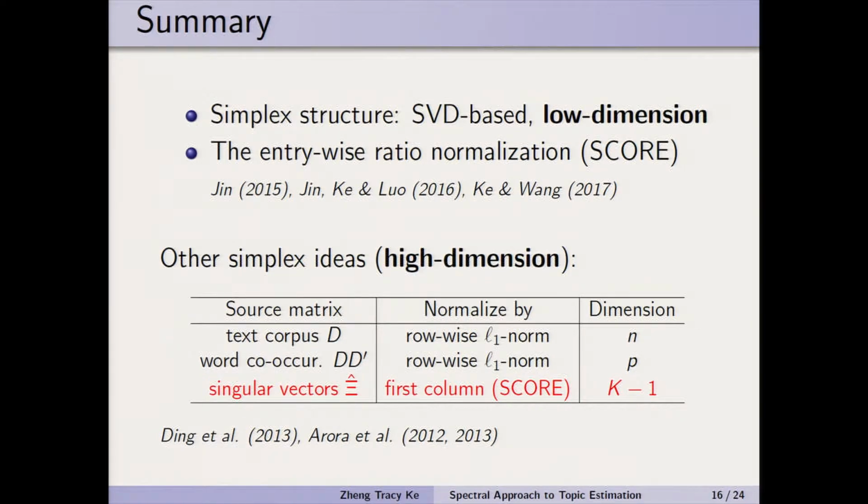In contrast, this work explores the simplex structure associated with the rows of the original data matrix. And this work explores the simplex structure associated with the so-called word co-occurrence matrix. These rows live in very high dimension. N and P can be a few thousands, but our simplex is very low dimensional. So it enjoys advantages in both computation and error rate.